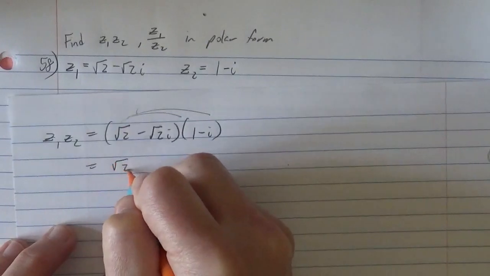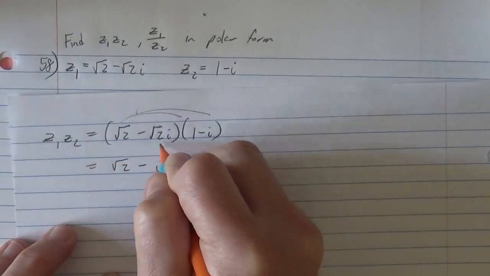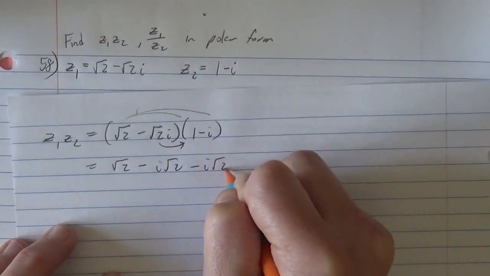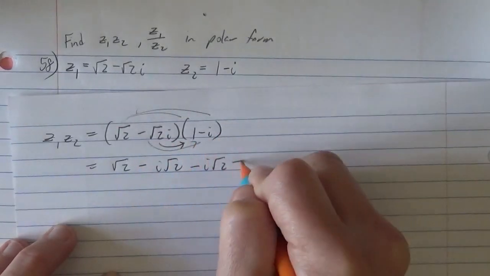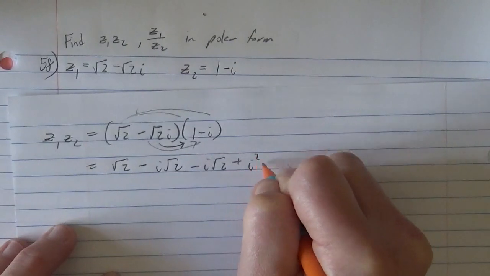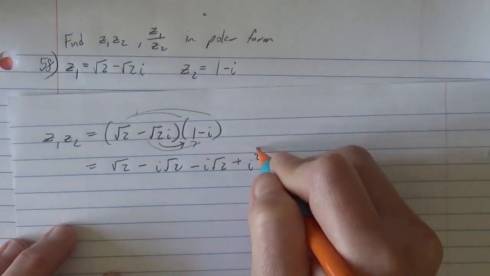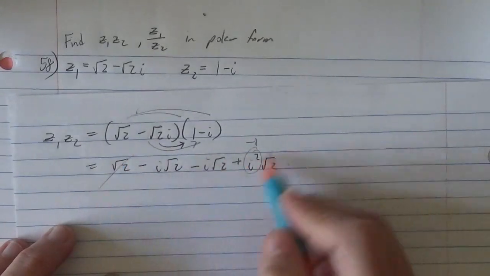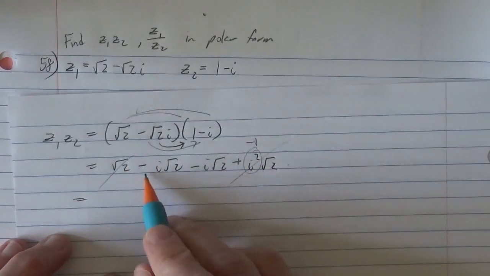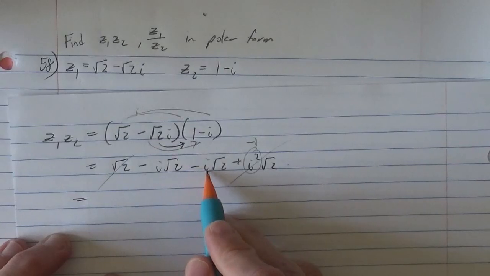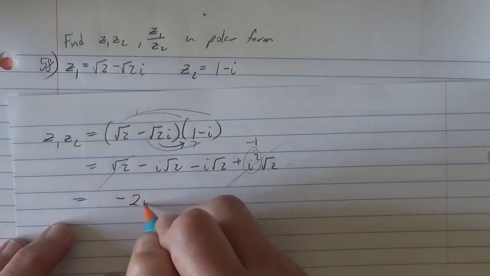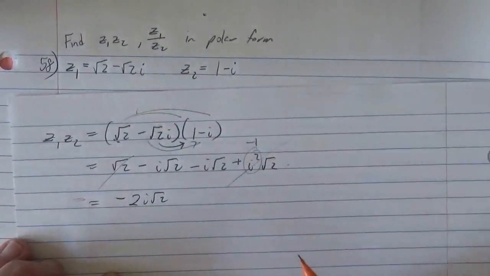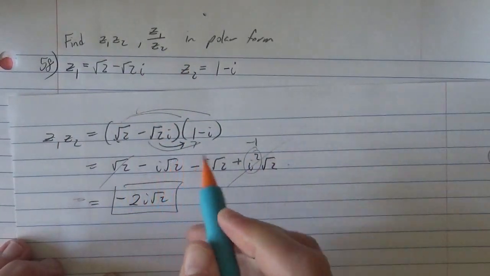So you have root 2 minus i root 2 minus another i root 2, and then plus i squared root 2. And then you would recognize that i squared is -1, so you're really subtracting root 2. So root 2 minus root 2 would go away. And if you have minus i root 2 minus another i root 2, you have minus 2 i root 2's. And you're like, cool, I can already do that. Why is that in this chapter?